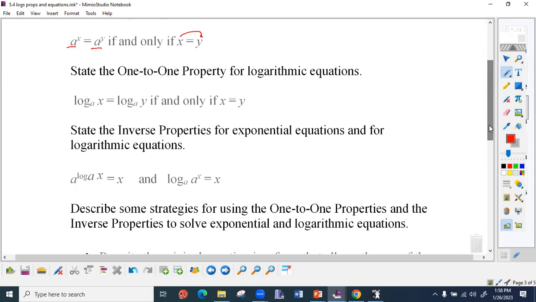Okay. Next, there was also the one-to-one property for logarithmic equations. So your one-to-one property for log equations is that you want the logs to be the same so that you're setting your arguments equal to each other.